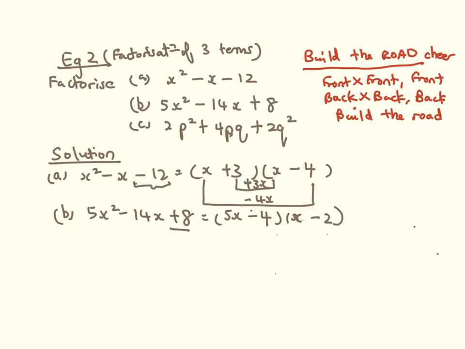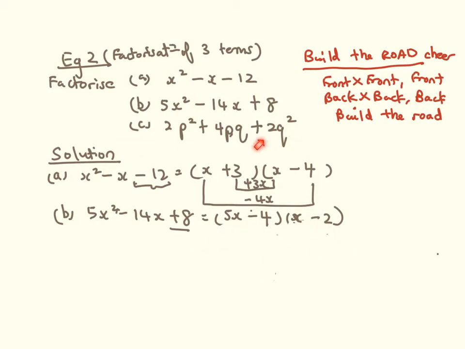Now, we build the road and check. 5 times minus 2 will give you minus 10x. Minus 4 times x will give you minus 4x. So, adding the terms together, minus 4x minus 10x, you get the center term, minus 14x. Okay, so that's correct. Now, at the end of the factorization, kindly check that inside there's no common factor, neither do you get difference of squares within the bracket. So here you have factorized the terms.